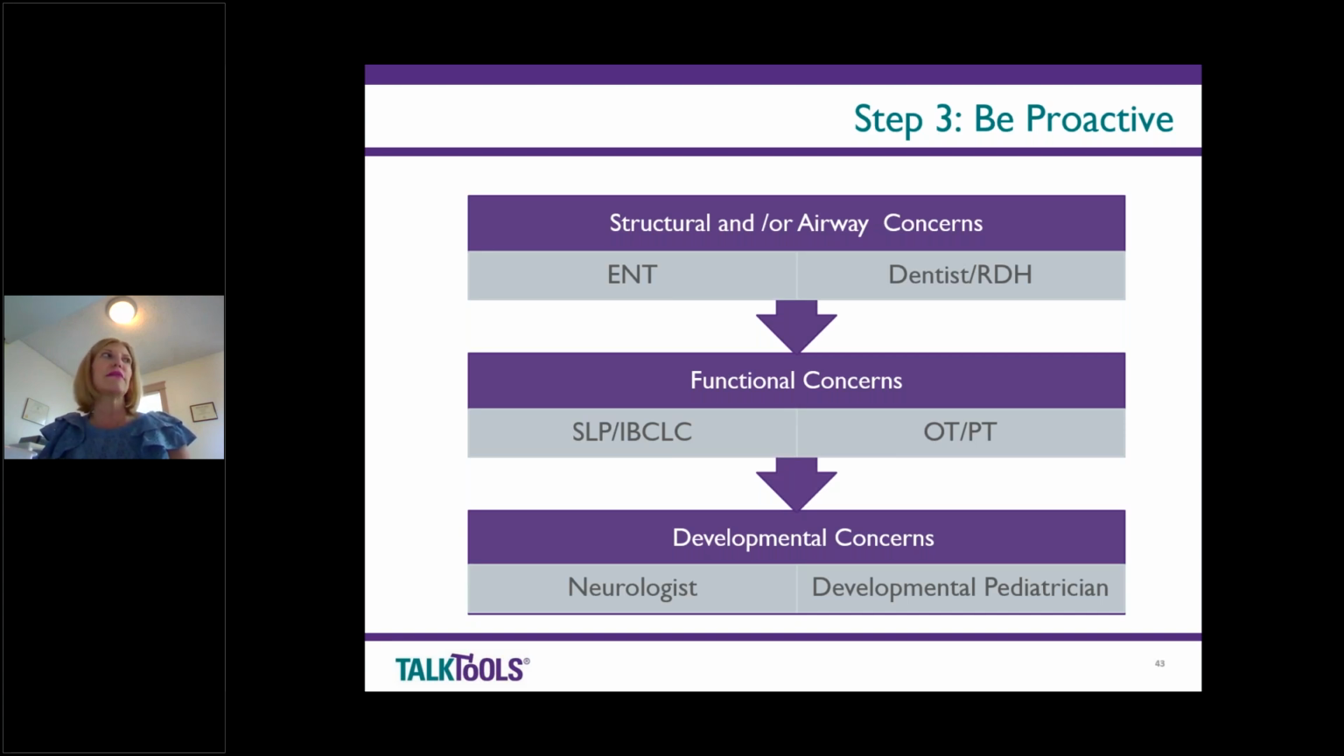And I especially think of our 0 to 3 population, our babies with a diagnosis of Down syndrome or CP. They often have a lot of oral motor issues, and everybody's focusing on the development and the receptive language and the health concerns that can come with Down syndrome or CP. And the oral motor is last on the list. And it's very important to be proactive.